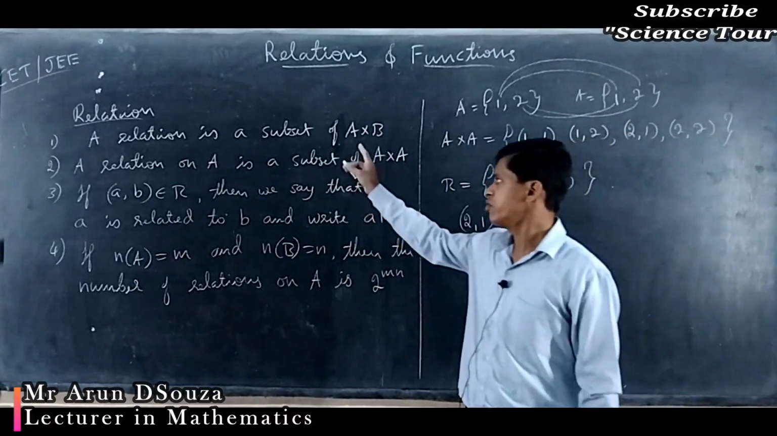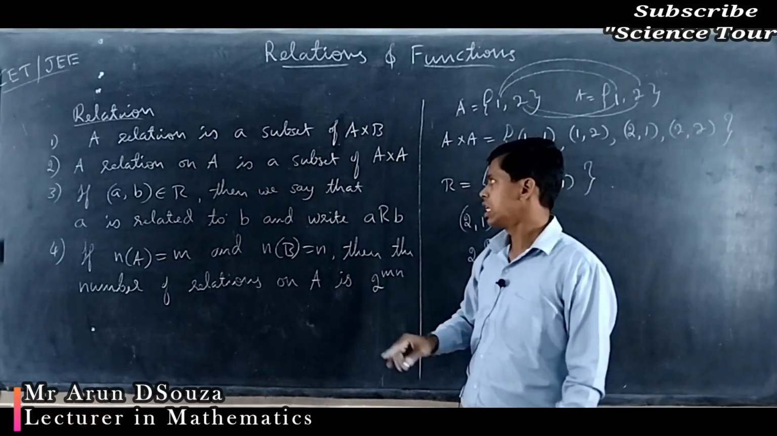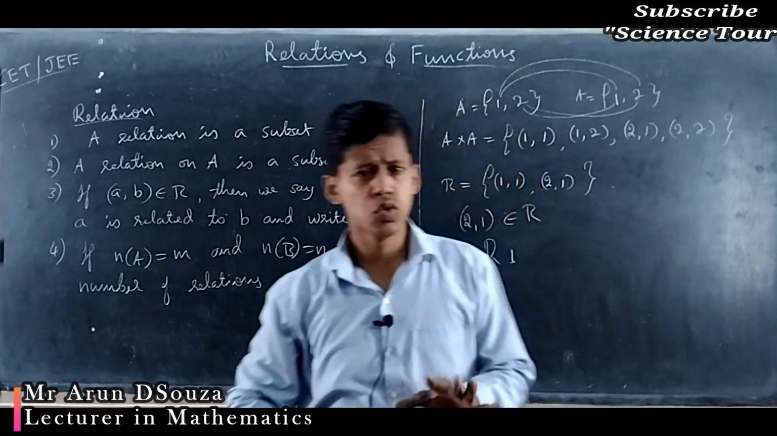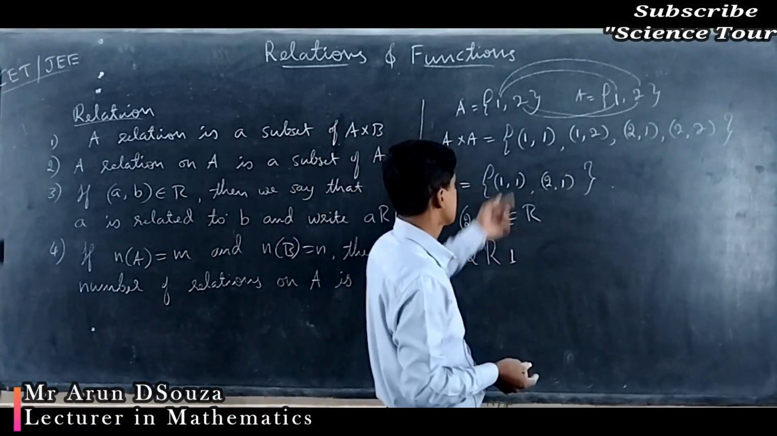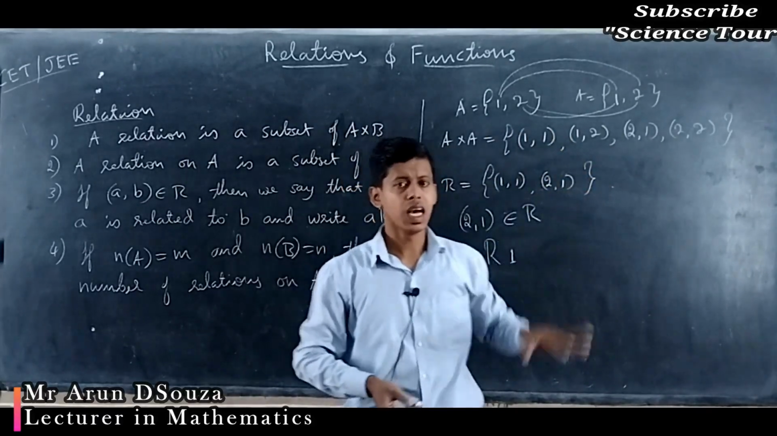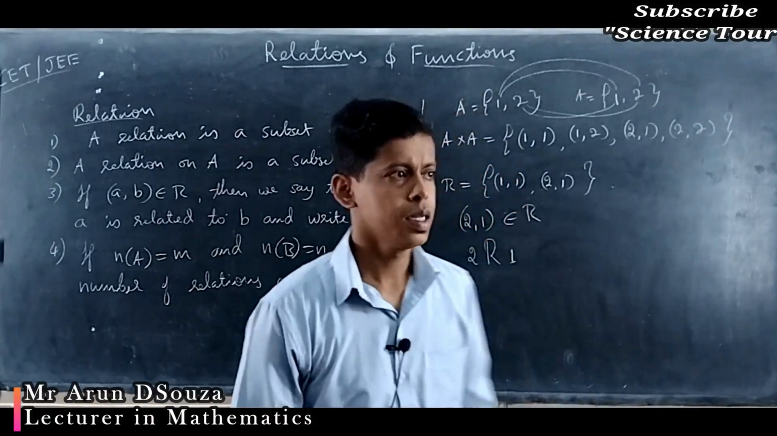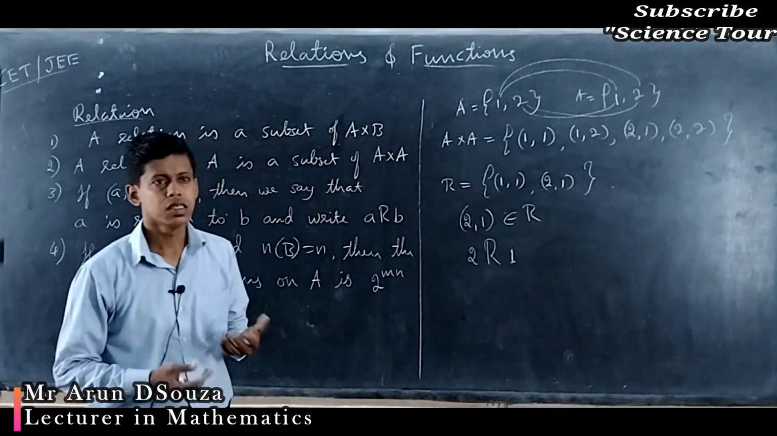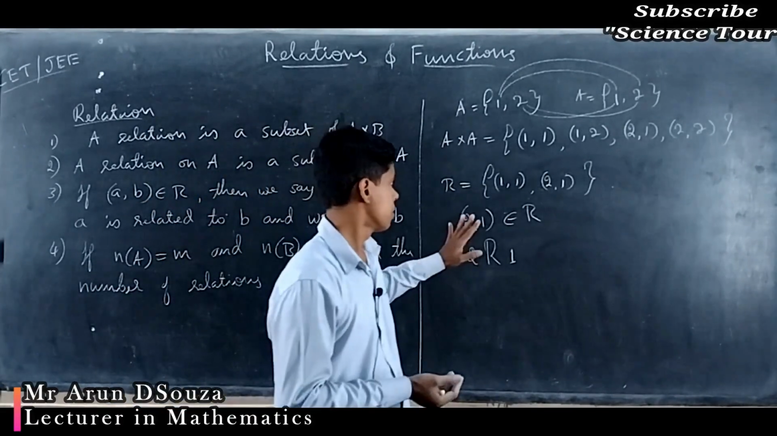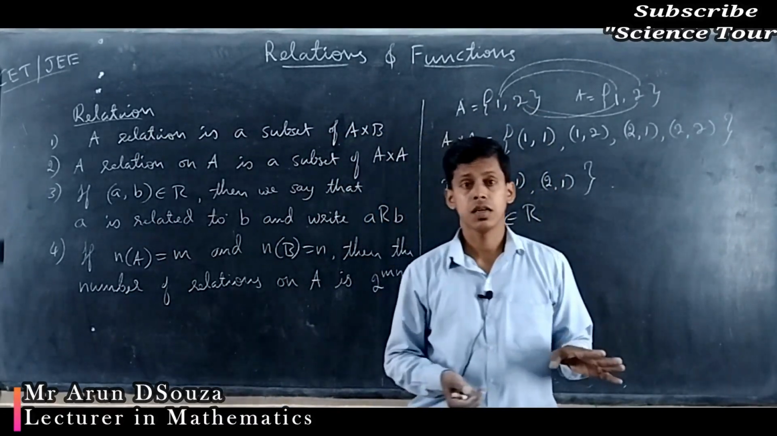So if you have two different sets, then a relation is a subset of A cross B. If you have only one set, then a relation is a subset of A cross A. So you will have objects like (1, 1), (2, 2), correct? Now we will continue and understand the different types of relations. If this is clear, let's move on and find how many types there are and what they are.